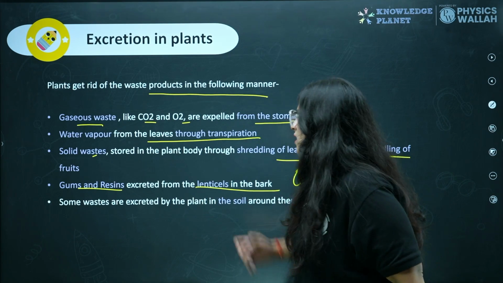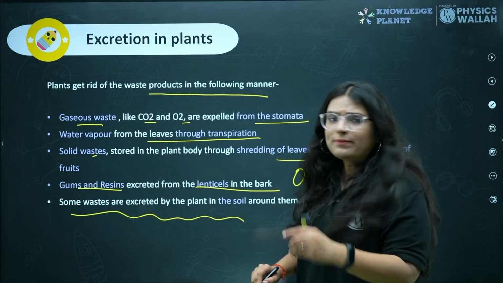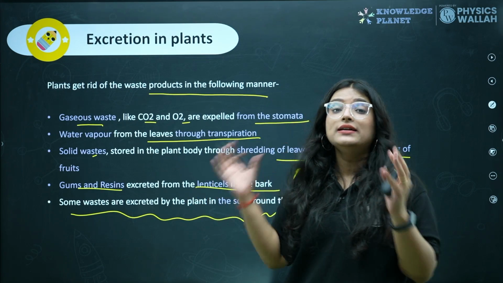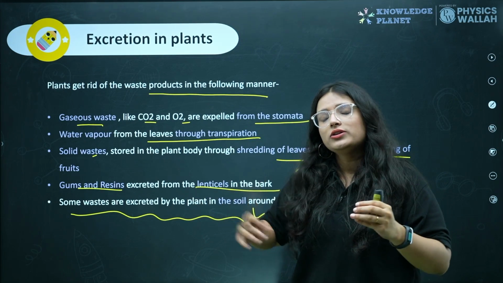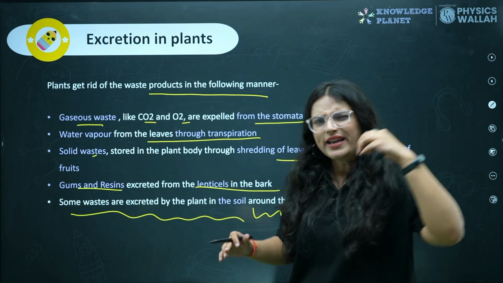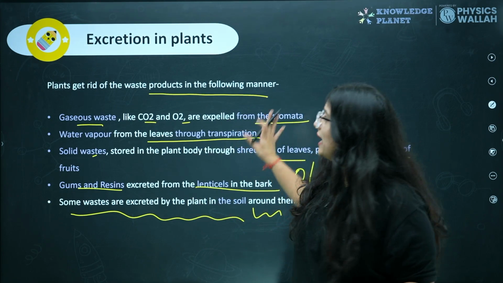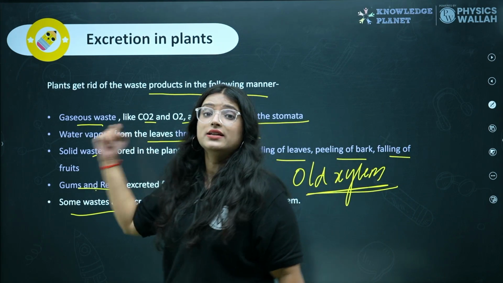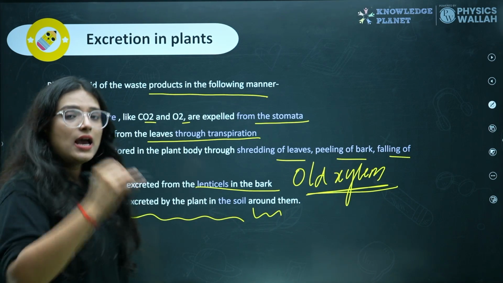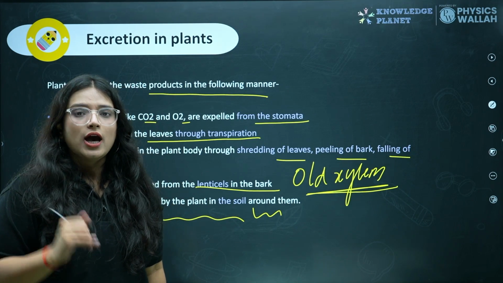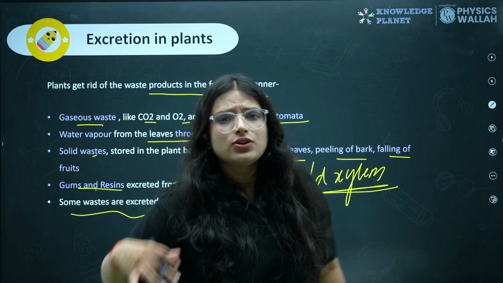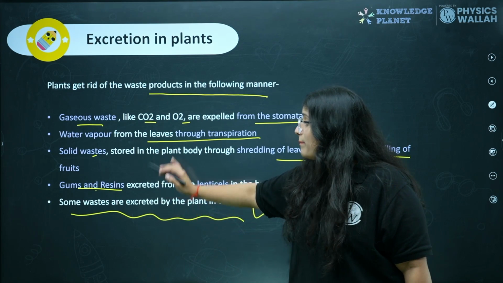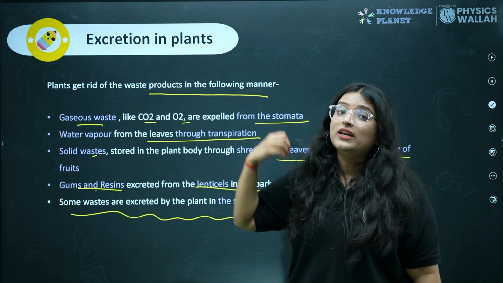Okay, and also some waste is excreted by the plants into the soil, right? The soil surrounding the roots. So some of the waste can be expelled directly into the soil as well. Okay, so that's how excretion in plants takes place. Now remember, these gums and resins, which are excretory products, or you can say the waste products for the plants, are very, very useful for us humans because we can make certain adhesives, and we can use them for other commercial and industrial purposes. So they might be excretory products for the plants, but we can utilize them.